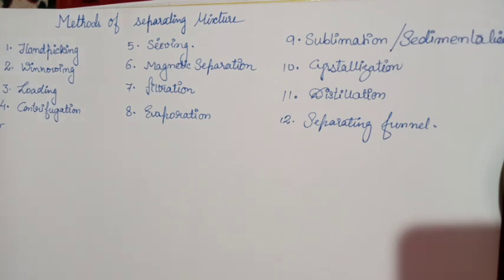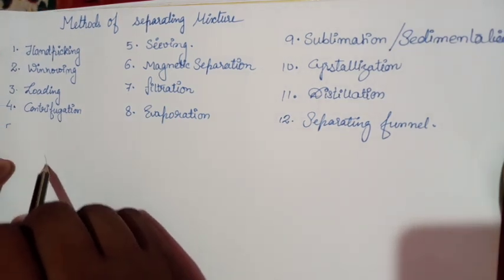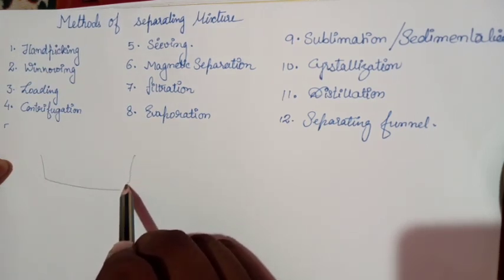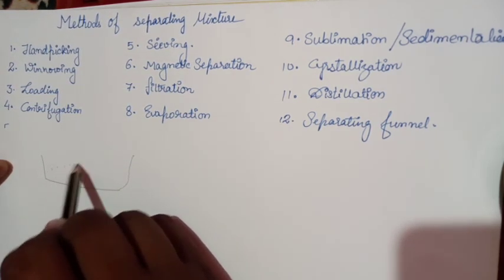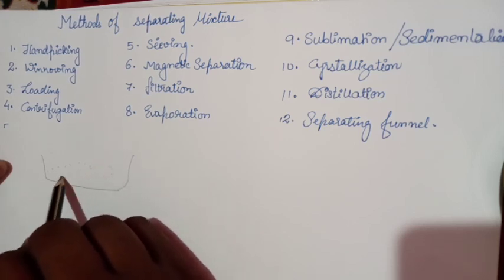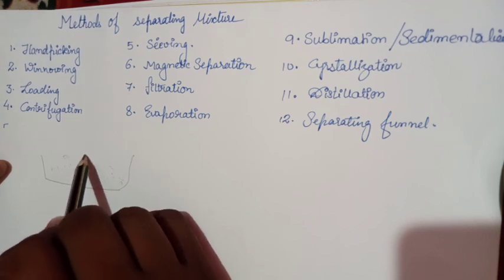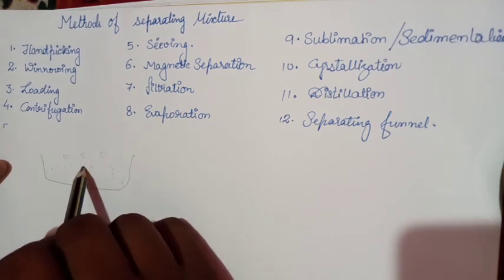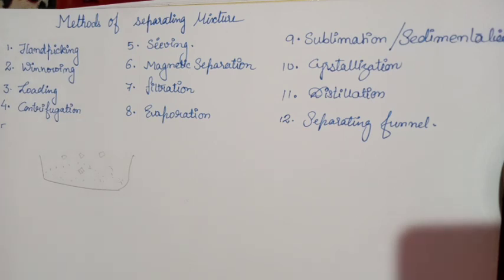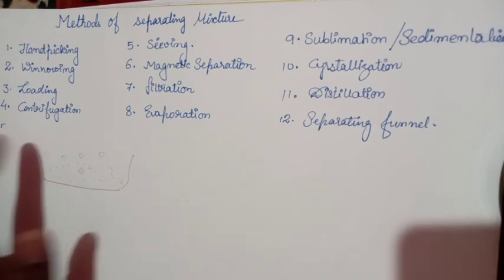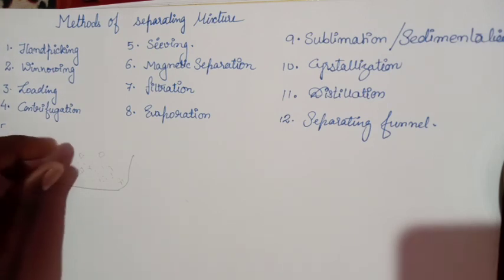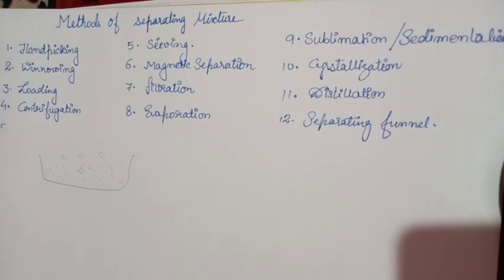Similarly, if we take a bowl and put lots of grains in that, and we put some stones in that, it is very easy to differentiate between the grains and the stones. So we can easily pick them up by our hands. This method is known as hand picking.